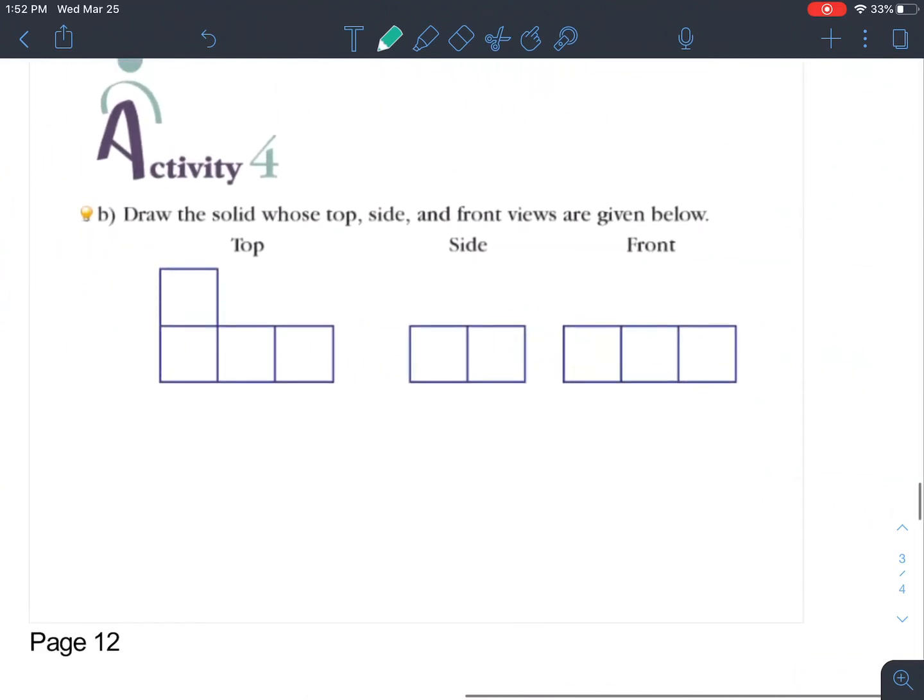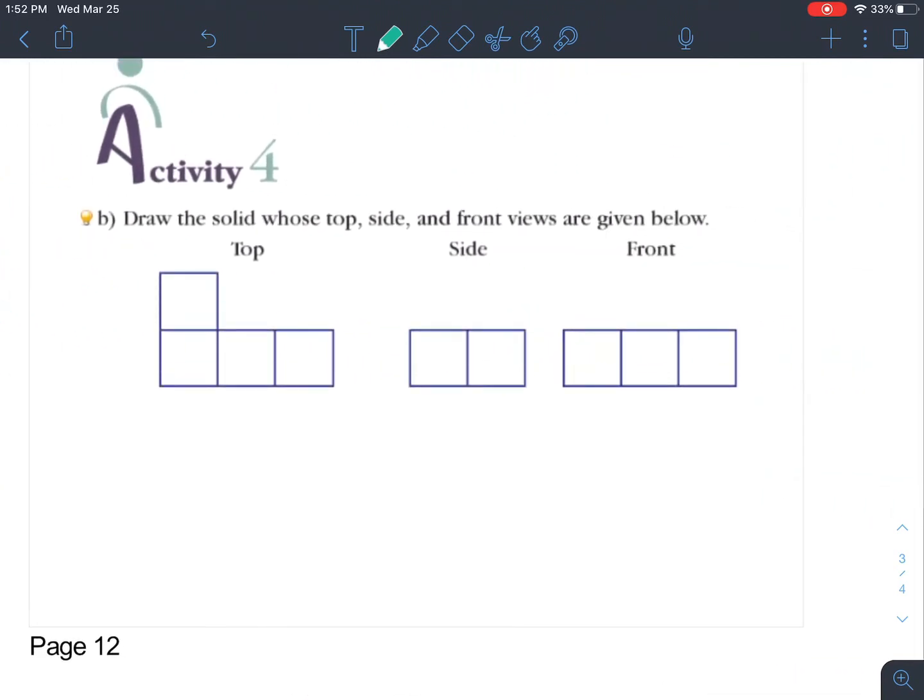So similarly, I want you to try the same thing. So here are 3 views. Pause the video, draw your solid, and then when you are done, you can compare it with my answer.